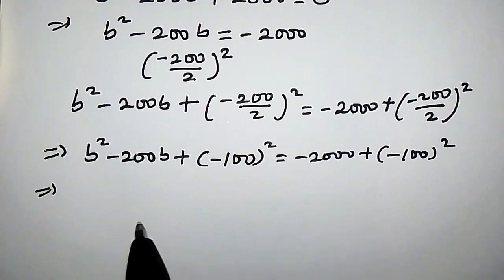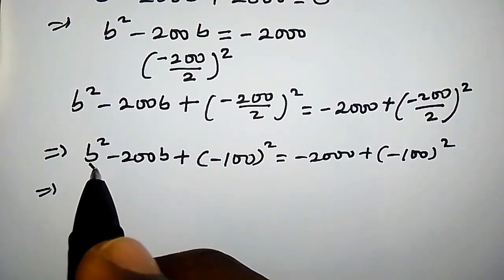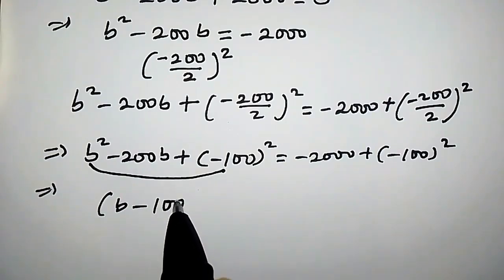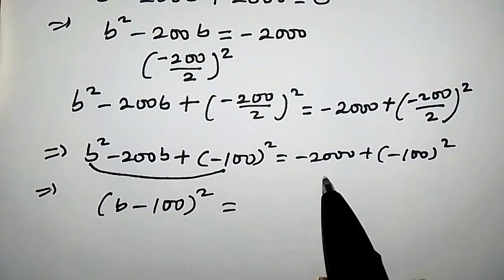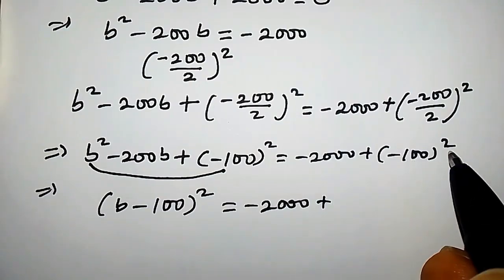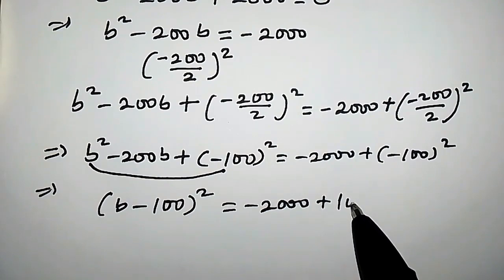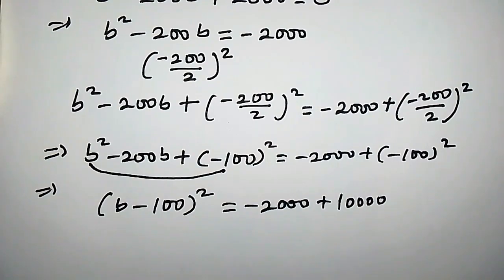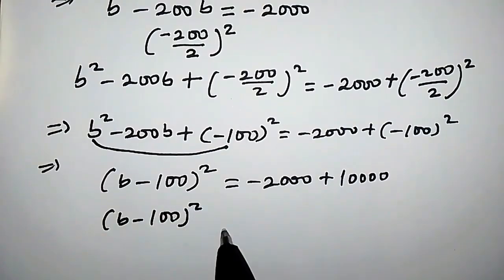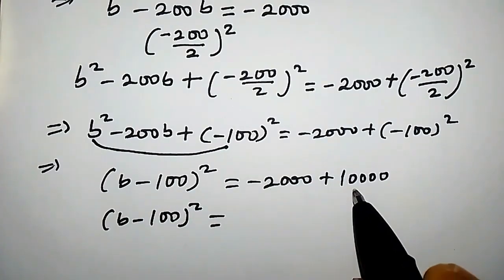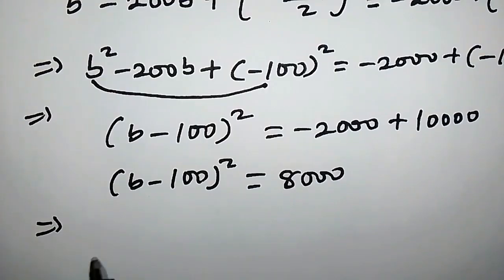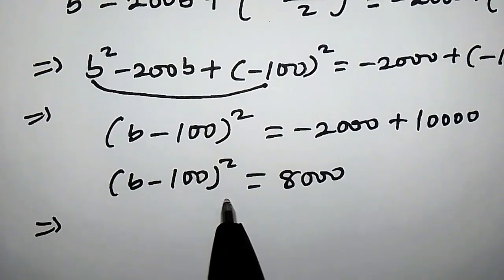You will see that it is very possible to combine this left hand side. So that will be B minus 100 all squared equal to minus 2000 plus minus 100 all squared, that is 10,000. Let's proceed further. So we have B minus 100 all squared equal to minus 2000 plus 10,000, that is 8,000. This means that let us take square root of both sides.